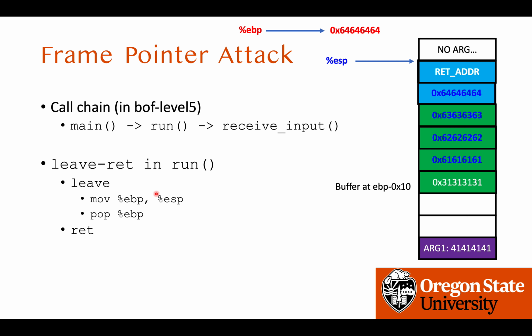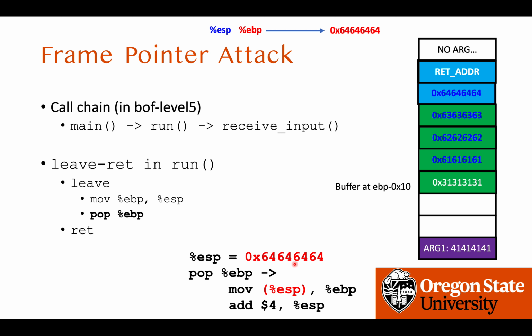There will be another leave return in the run function. It will first move ESP to the position of the EBP, so it runs like this. ESP will be 64, 64, 64, 64. And then pop EBP is the next instruction, so it tries to pop the value of EBP from the address 64, 64, 64, 64.